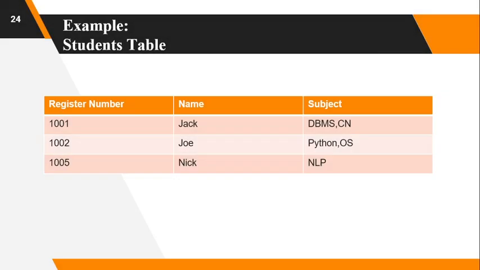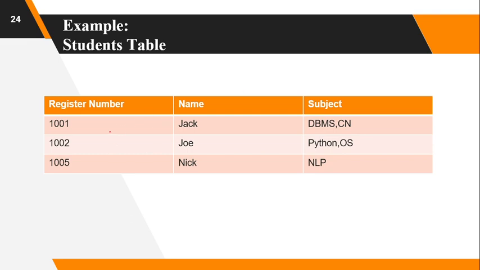Now let's see an example. Consider a student table. This is a student table. We have the columns register number, name and subject. We need to check whether this relation or table is in first normal form, whether it satisfies all the rules of the first normal form. Only then is that particular table or database design considered good. Otherwise, it is considered poor. So we need to check all the rules.